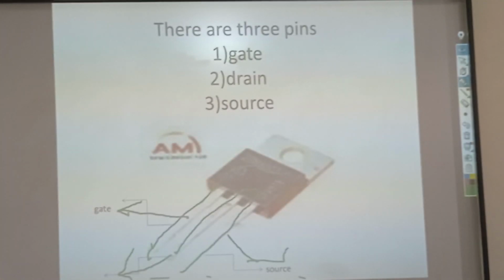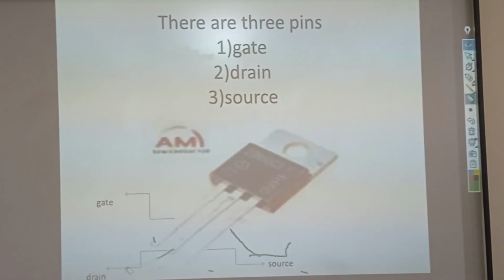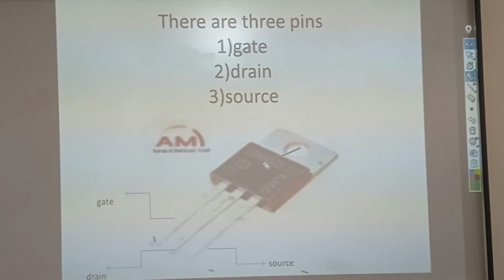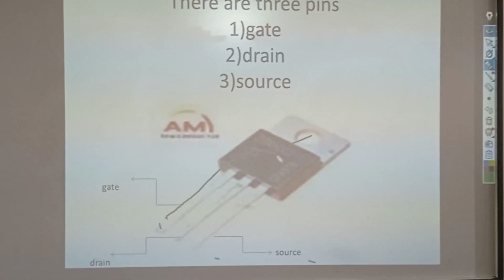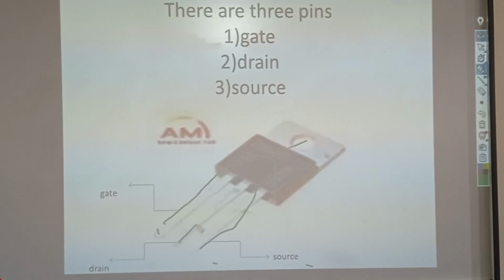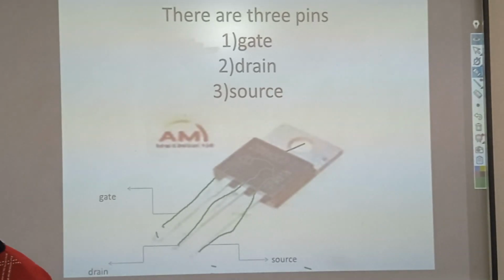But in a transistor, the voltage comes from here and then goes with the source, and the voltage that comes from here also goes from the source.